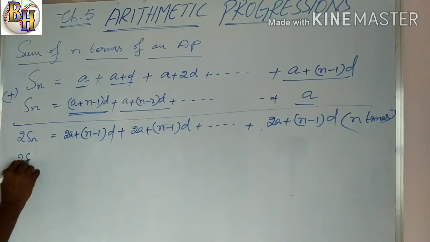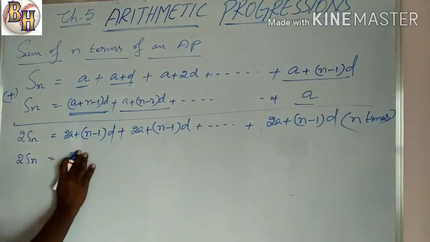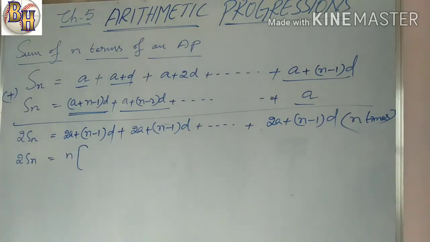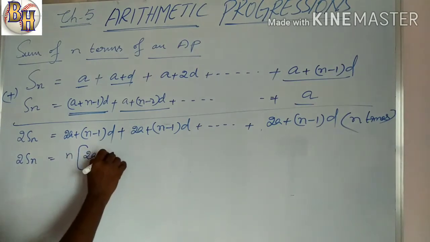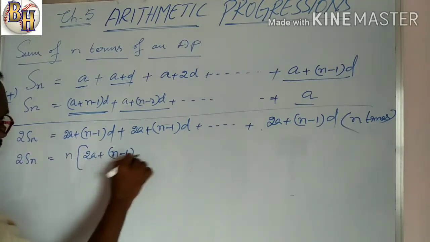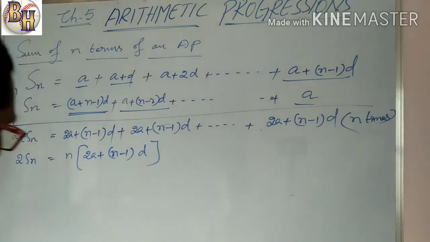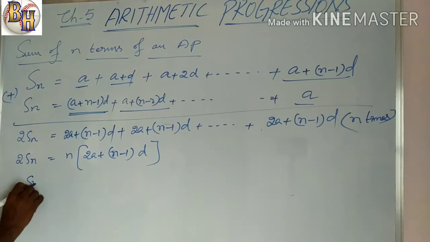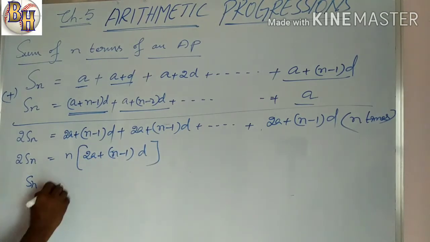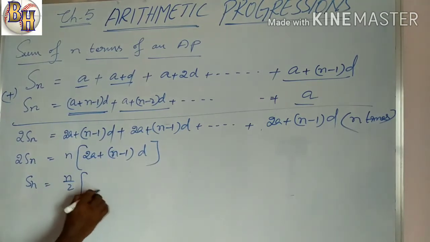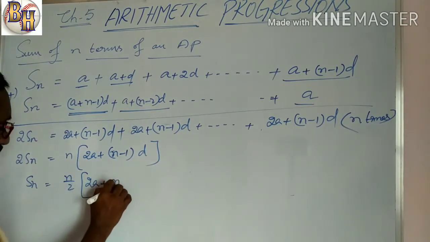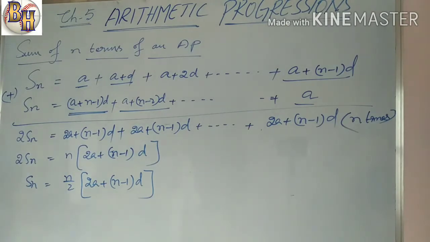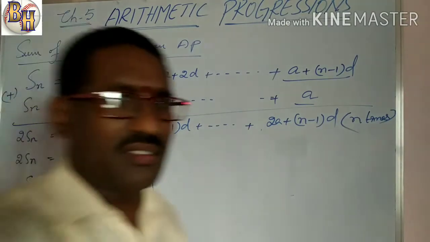Here 2Sn is equal to, how many times here? N times. N into 2a plus n minus 1 into d. Now here see, Sn is equal to, this 2 is transposed to this side, n by 2 into 2a plus n minus 1 into d. That's all. Sum of n terms.